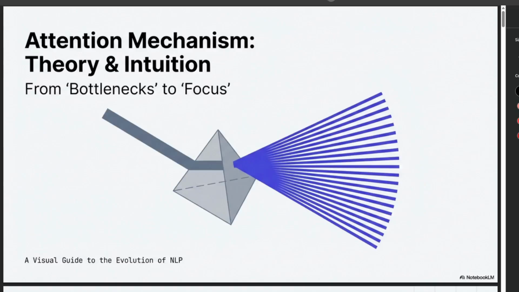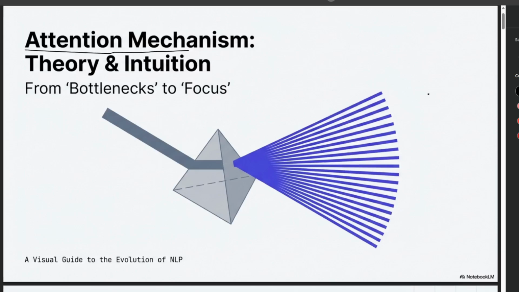Welcome. Today we're going to move from the concept of information bottlenecks to the concept of focus. We are going to deconstruct one of the important breakthroughs in deep learning, the attention mechanism. While many of you know the basics of sequence-to-sequence models, today we will see exactly why they failed at scale and how attention fixed them, paving the way for the transformers that we use today in ChatGPT, Gemini, DeepSeek, all of the modern large language models.